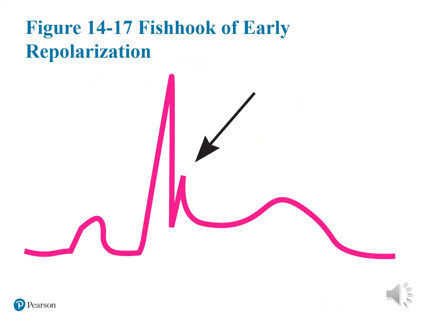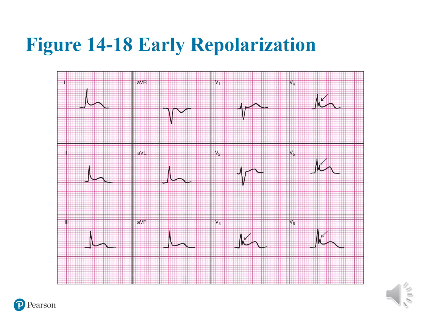Okay, this is what a fish hook looks like. This is what we're looking for here. If you've never seen a fish hook, you can Google it. You'll see how this kind of mimics what a fish hook looks like. Okay, this is what early repolarization will look like on the EKG. Note here we're looking at V3 through V6.